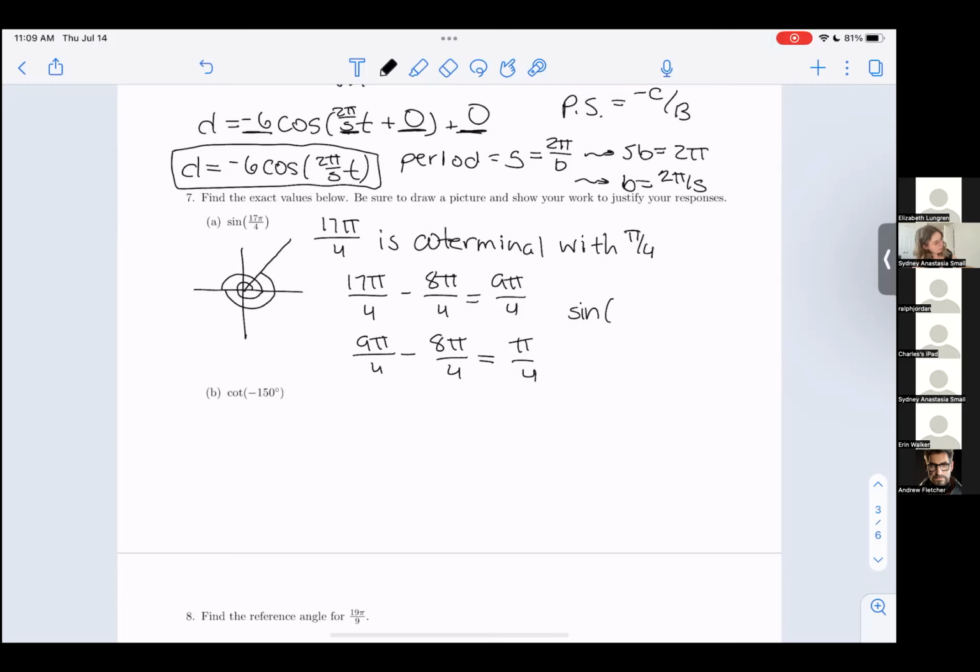Okay, and so now all we have to do is just remember on our unit circle that the sine of pi over 4, which is equal to the sine of 17 pi over 4 because the angles are coterminal, is the square root of 2/2. And that's your answer. Questions on that?